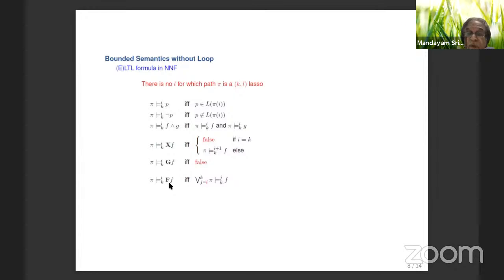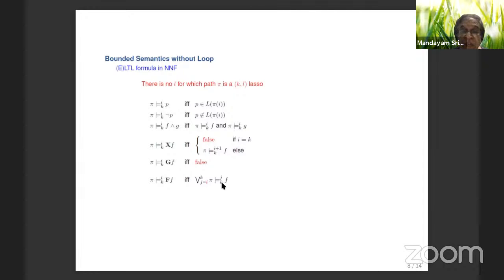Now F of F, you could say something, because if F is true anywhere from j equal to i to k, and if it is true in any one of those paths starting from there, then F of F can be true. Okay, so you could say something, just like X of F, also you could answer in some cases.